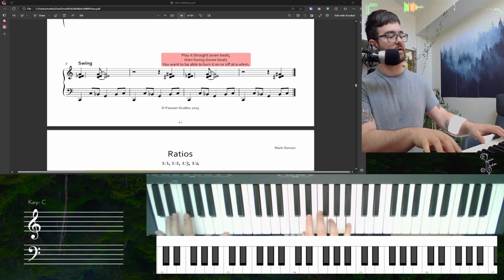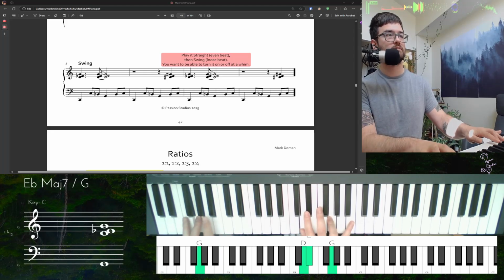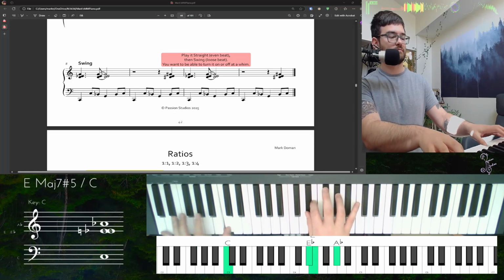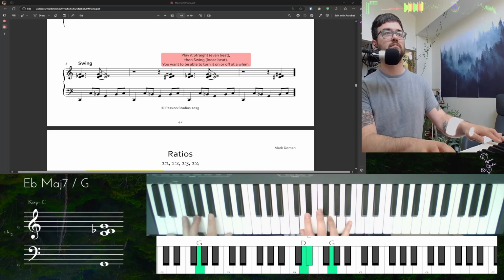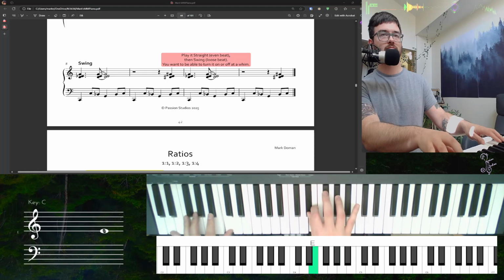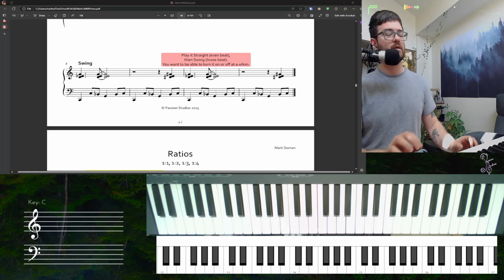Sorry, I missed my second hit. Missing a few, sorry about that. And then here's me swinging it.